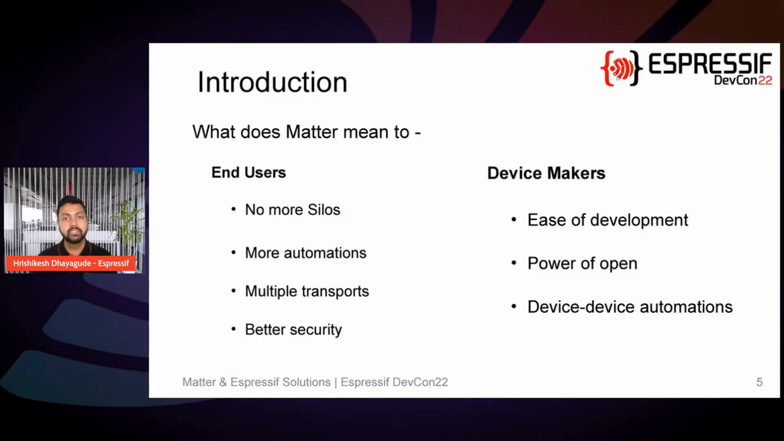Device-to-device automations. If you are a device maker who creates products like switches and sensors that need to work in conjunction with other devices, then Matter is good news for you. With Matter, you don't have to worry about what the customers will tie the output of your devices to. It will be taken care of by the Matter protocol.